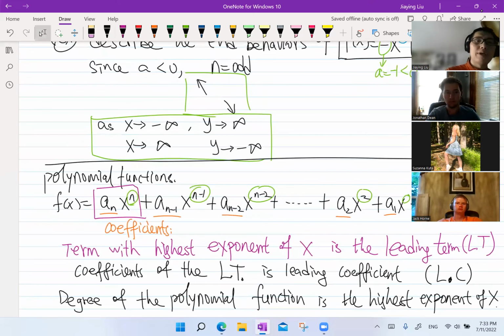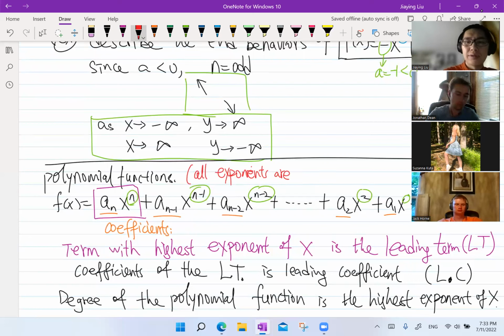Now I want to point out one thing that I forgot to mention. For polynomial functions, all the exponents, so all the n, n minus 1, n minus 2, are non-negative integers.